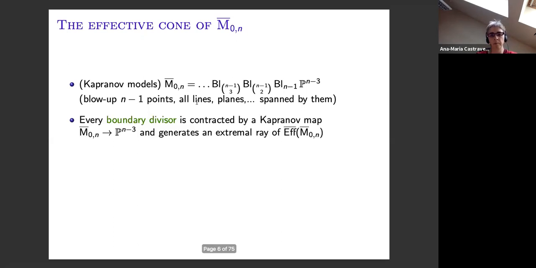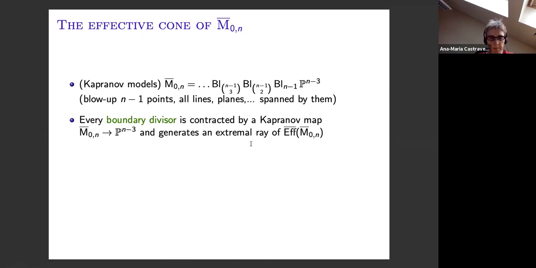If you do this, you can see that the boundary divisors, the divisors you added to compactify the space, for one choice of a Kapranov model, will be one of the exceptional divisors in the sequence. In particular, they are contracted by this birational morphism to P^{n-3}, and then any such divisor has to generate an extremal ray of the cone. Extremal ray just means that if a sum of two things in this cone lies along this ray, both those terms have to lie along this ray.